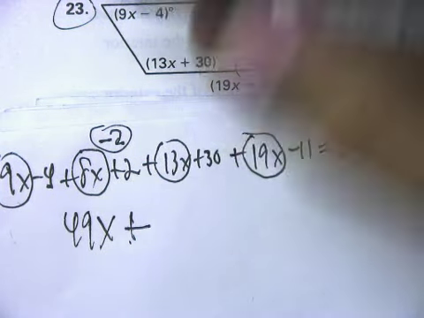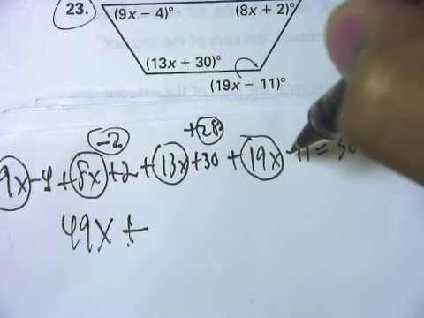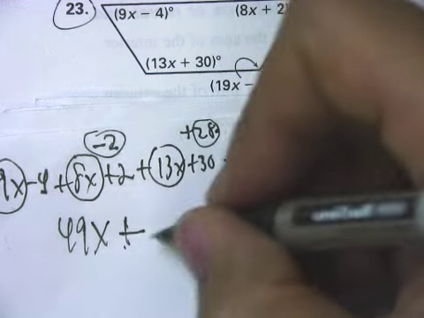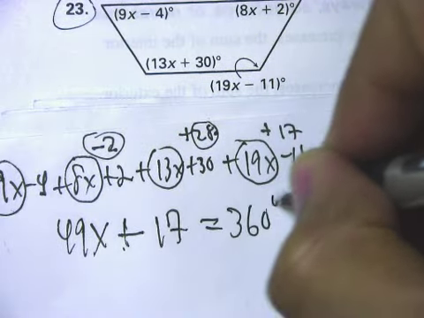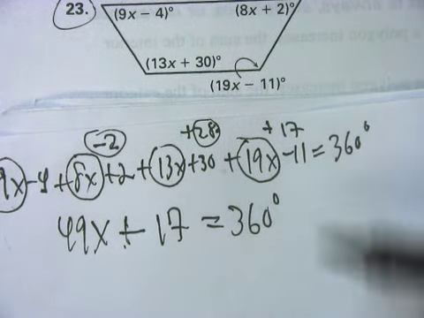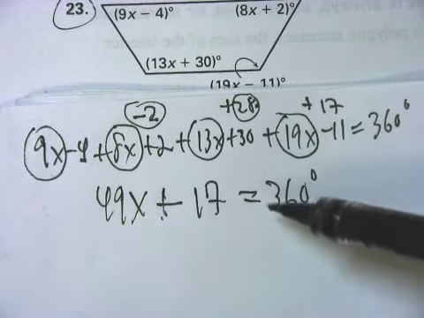Well, this is a negative 4, and that's a positive 2. So that's going to net me a negative 2. A negative 2 plus positive 30 is going to give me a positive 28. And a positive 28 and a negative 11 is going to give me a positive 17. So I have 49x plus 17 is equal to 360 degrees.